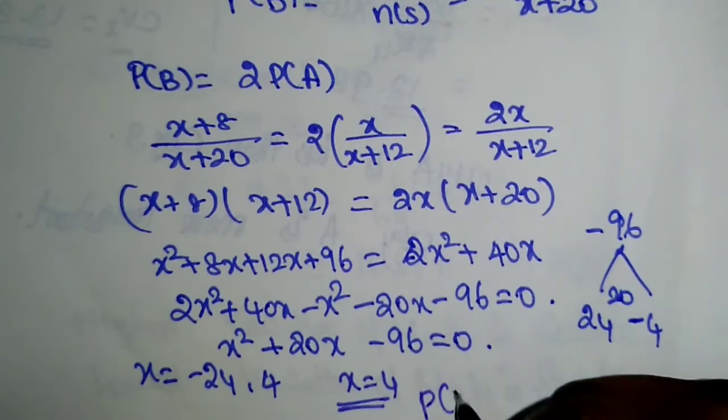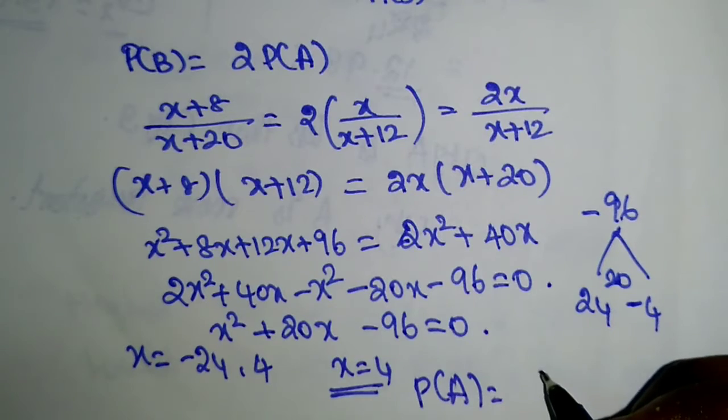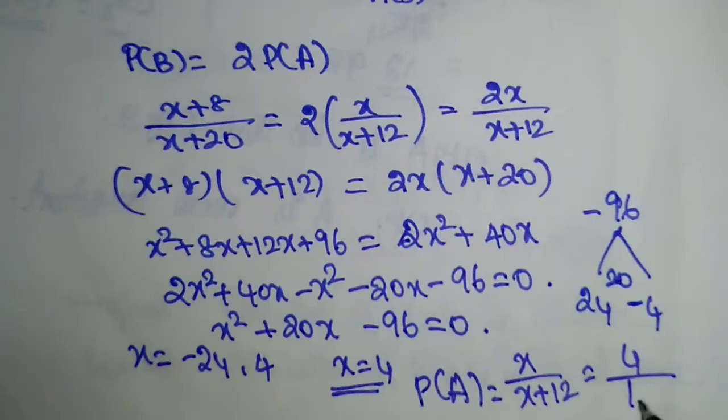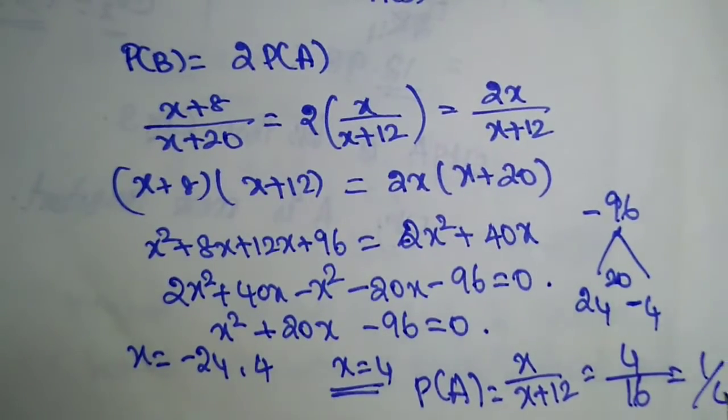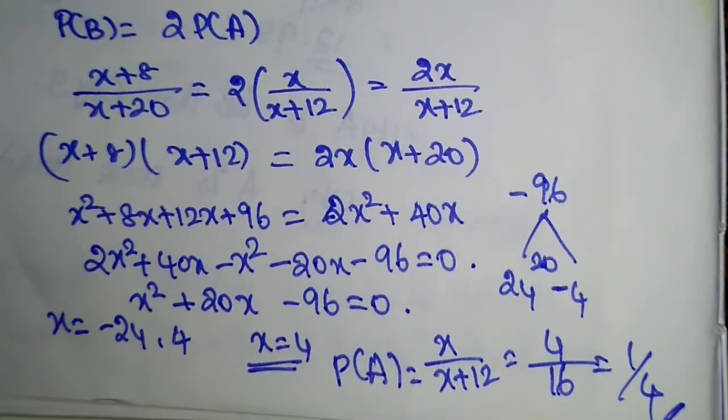So the probability of A is equal to x divided by x plus 12. So 4 divided by 16, so here we get 1 by 4. So the probability of A is 1 by 4.